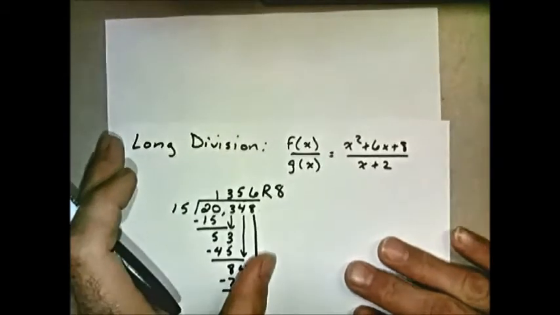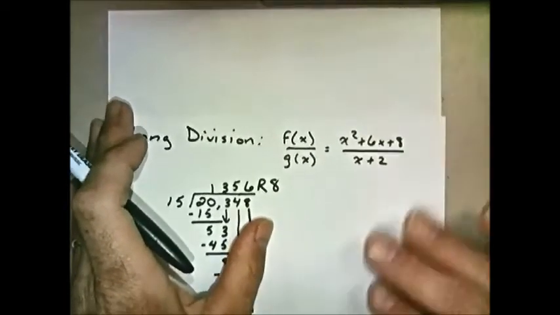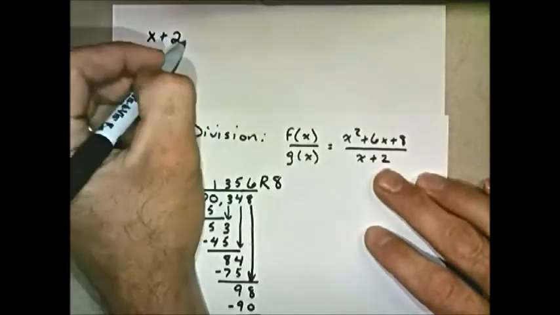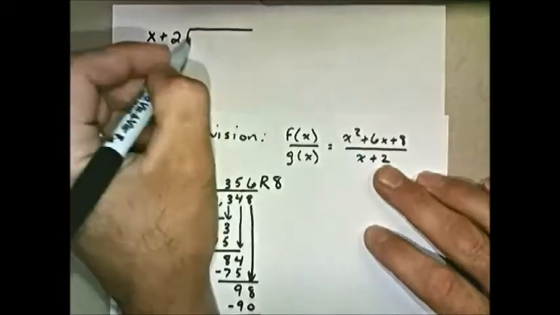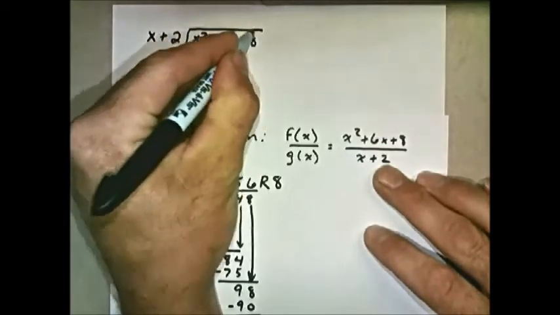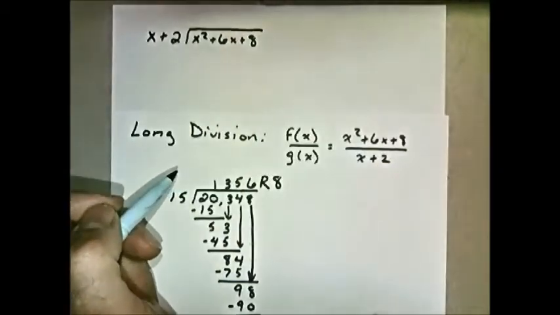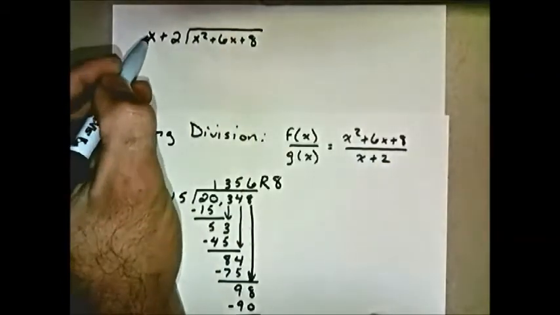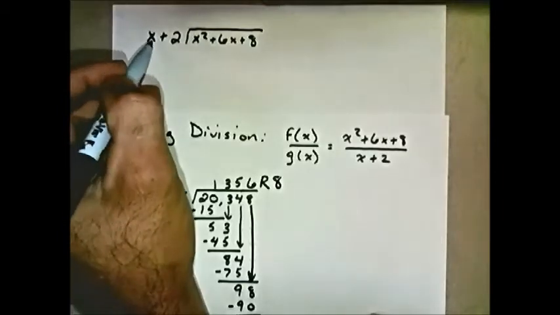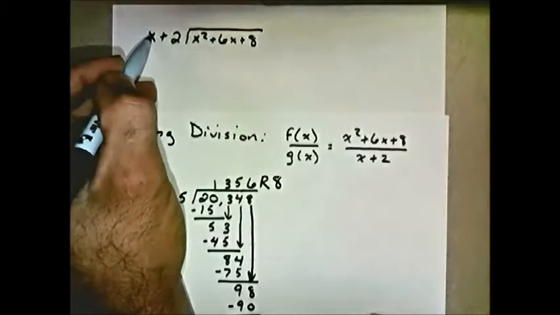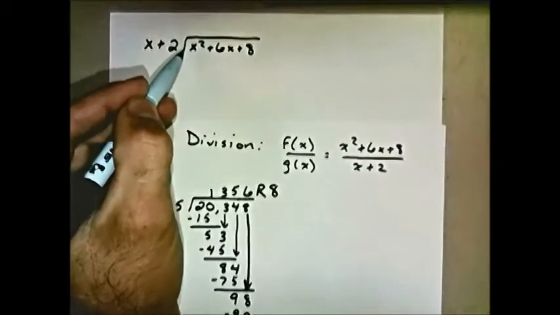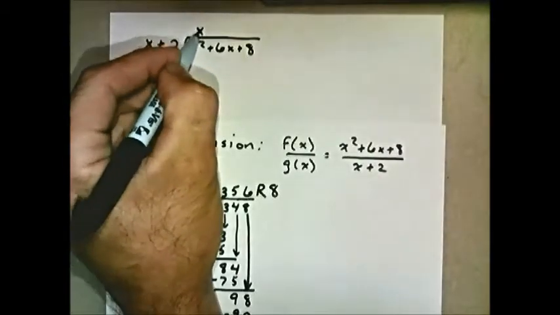So I'm going to leave my f of x and g of x up here. My x plus 2 goes outside of my division bar. My x squared plus 6x plus 8 goes inside. And we're going to ask ourselves the same question, but we're only going to use the first term of our outside polynomial. So we ask ourselves, what times x gives us x squared? And the answer would be x.